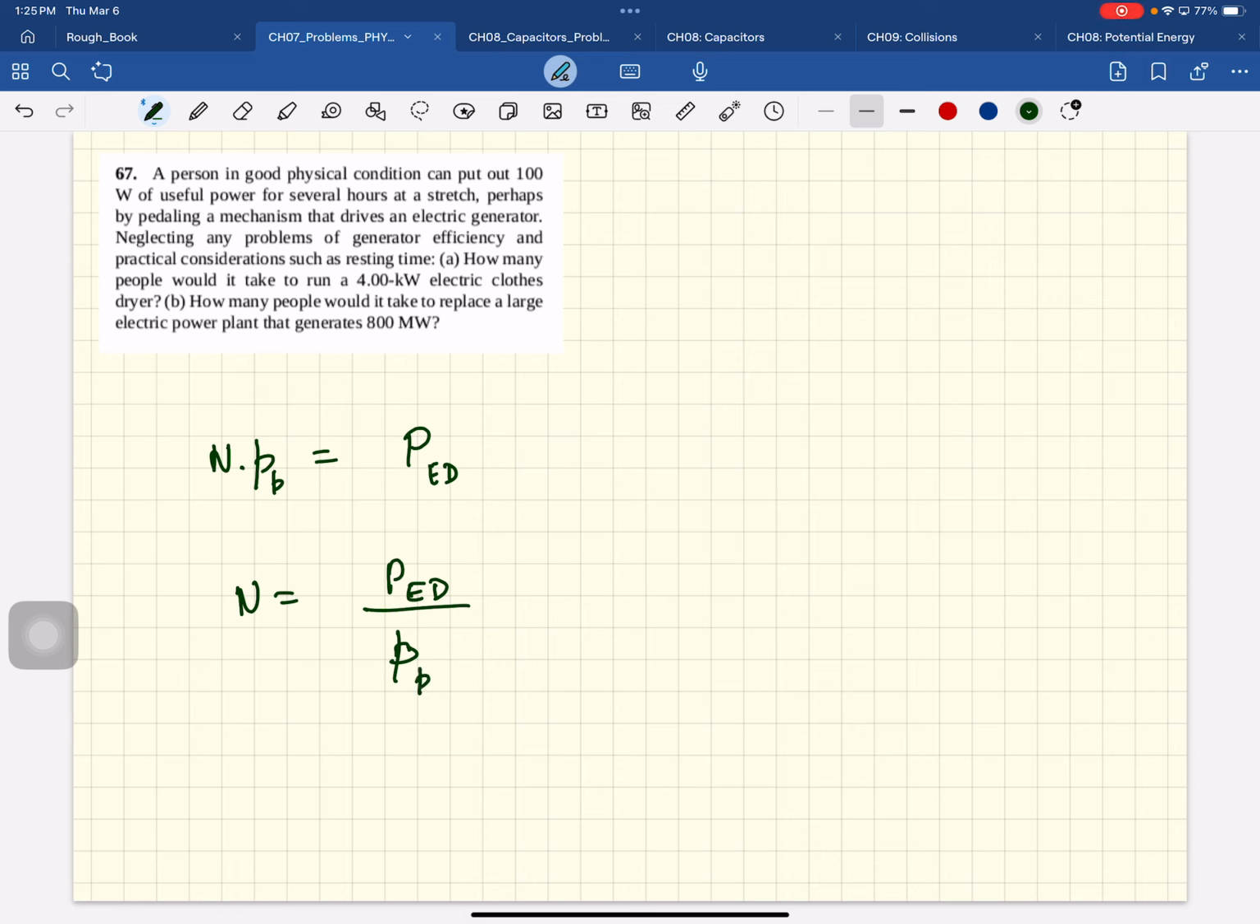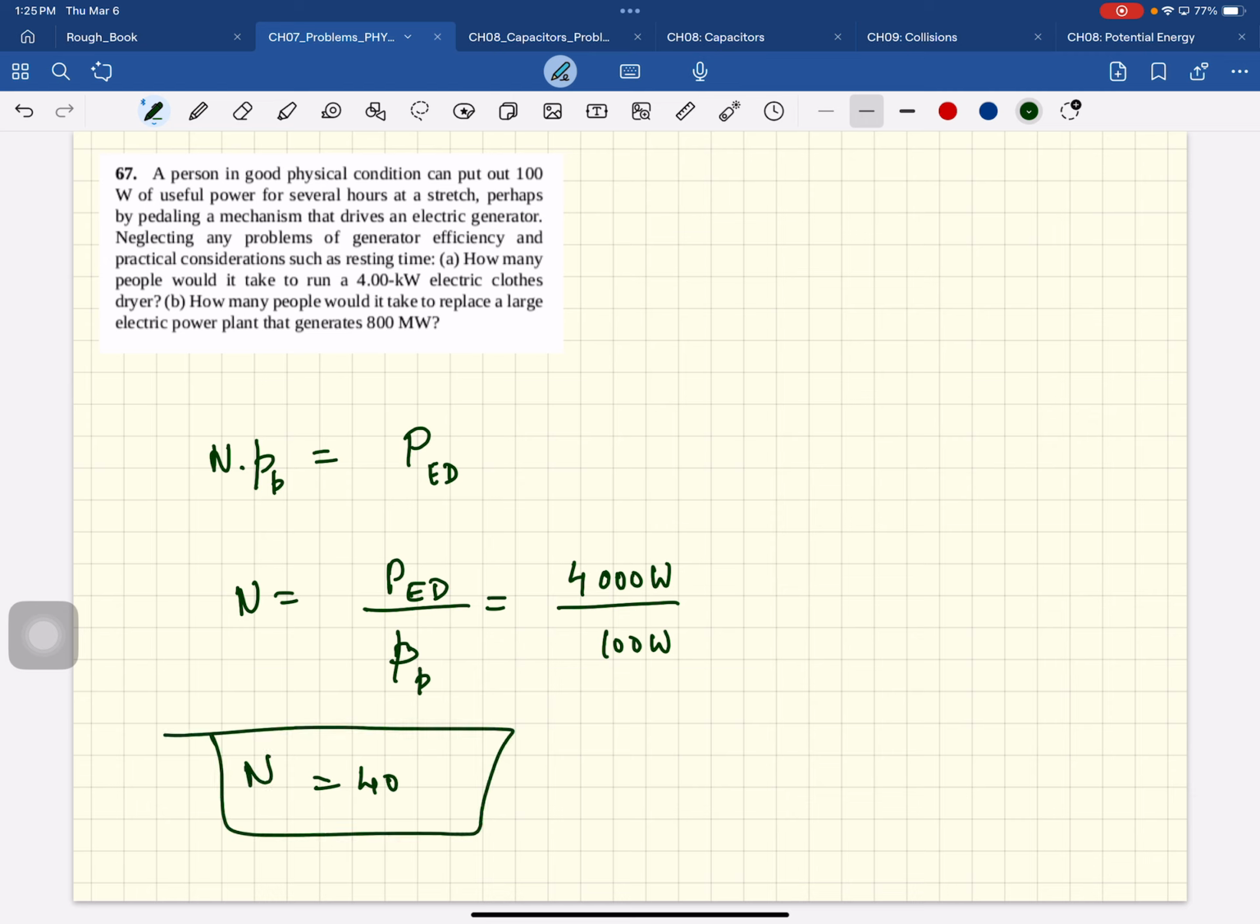Of a person. So 4 kilowatt is 4,000 watts, 100 watts. So 40 people would need to pedal to get your clothes dry. So that's one of the places where you could save money. You should dry your clothes on a clothesline. Clothes dryers are energy hogs.